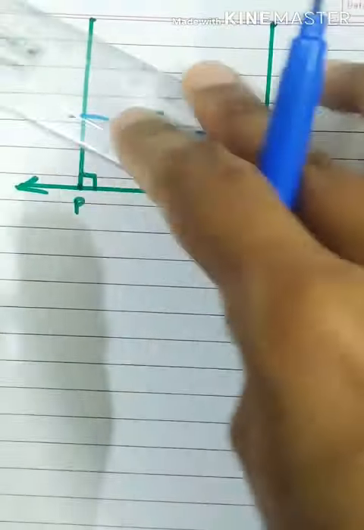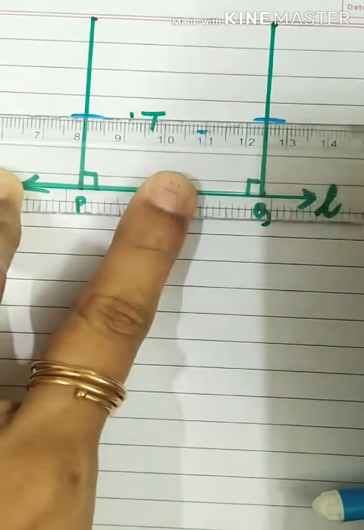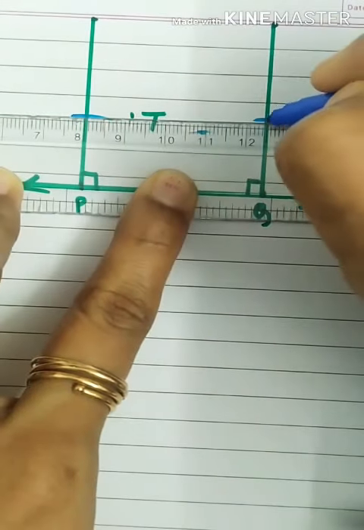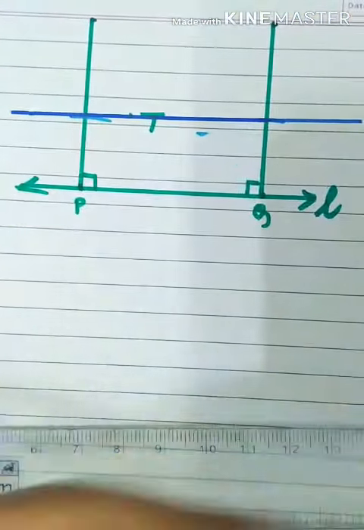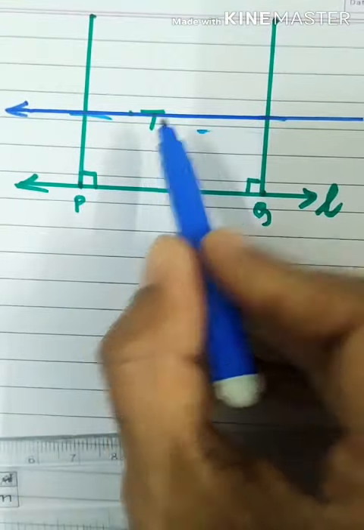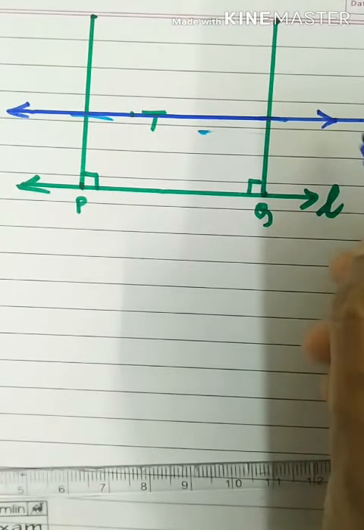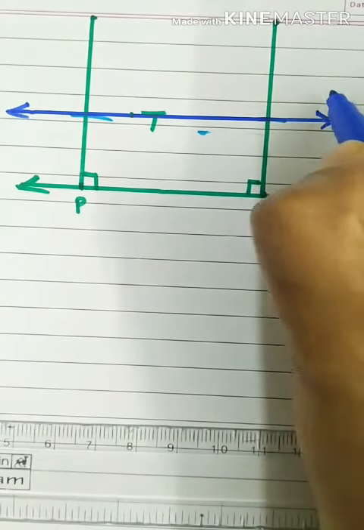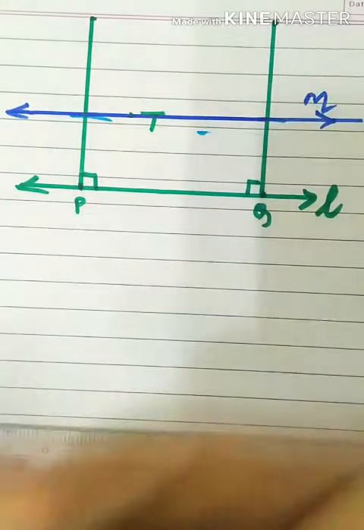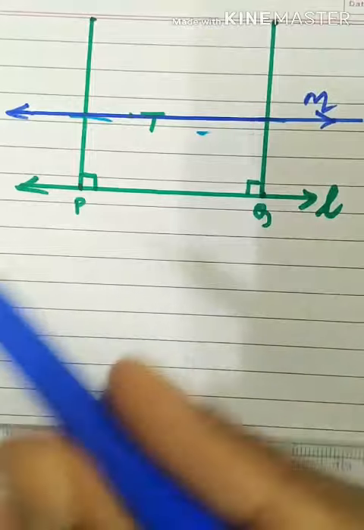Now take your scale and join both the arcs, and extend it. So you will get the line which is passing through point T and it is parallel to line L. We will name that line, any name you can name. I'll name it as M.